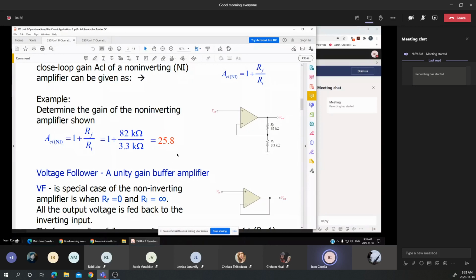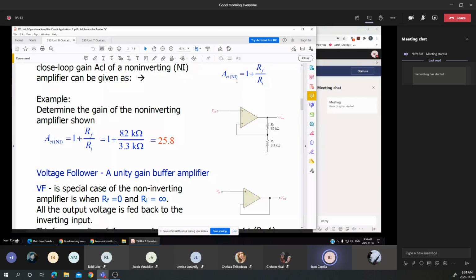The other circuit that derives from the non-inverting amplifier is the voltage follower. If we are making in this expression the RF as 0 and the RI as infinite, you notice that there is a straight connection between the output and the input, which makes the gain of a voltage follower equal to 1. Remember that the gain for a non-inverting amplifier always is a positive value.